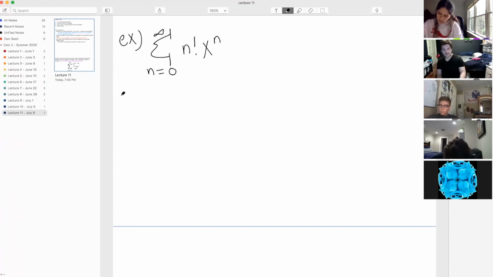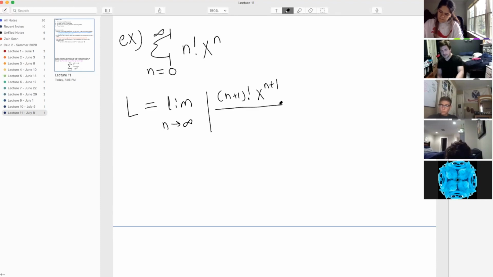All right, so just like before, let's set up that limit capital L. The limit as n goes to infinity of the n plus 1th term, which will just be n plus 1 factorial times x to the n plus 1. And since we're actually not dealing with fractions for the first time in a while, I can just divide by the nth term, which is n factorial times x to the n. This is just good old ratio test, n plus 1th term divided by the nth term.